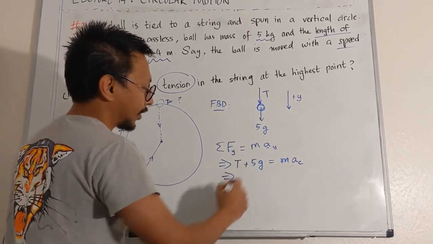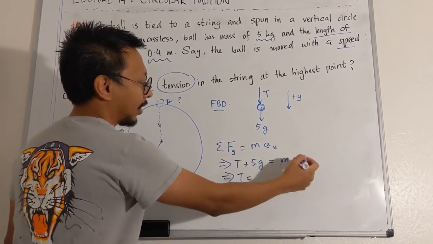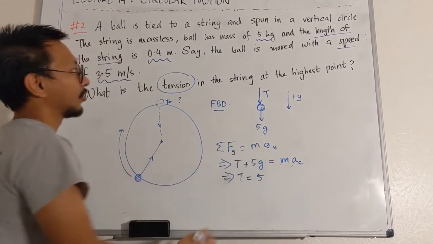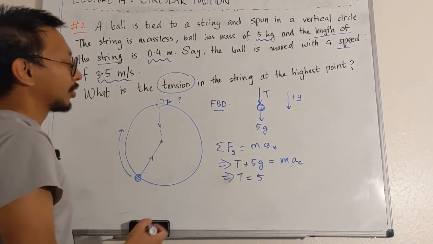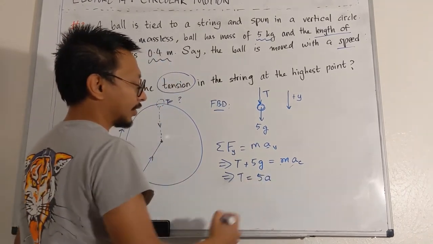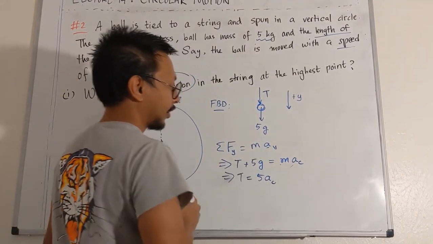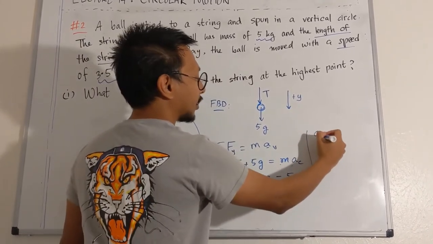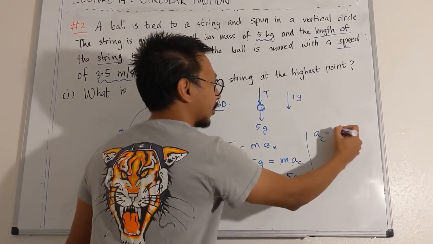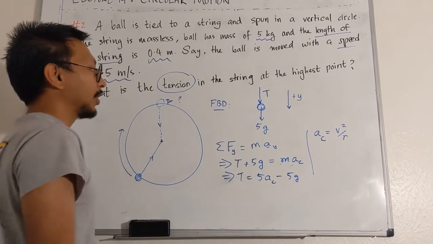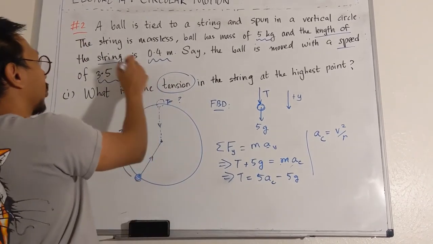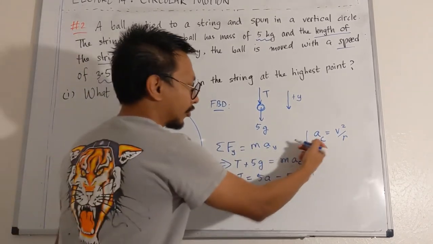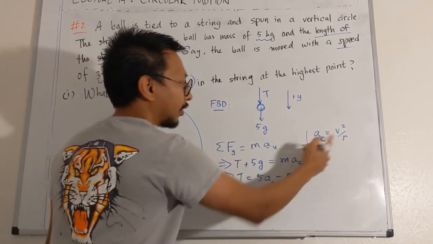All right, our goal is to find tension, so let's separate it out. Tension is m a_c minus 5g. m is 5, so we have 5 here. a_c is the centripetal acceleration, which let's keep as a_c, and minus 5g. But remember that what we defined as the magnitude of centripetal acceleration was v squared over r, where v was the speed of the object moving in the circle. We know the speed of the object to be 3.5 meters per second. Hence, we can find the centripetal acceleration. So we replace a_c by v squared over r.